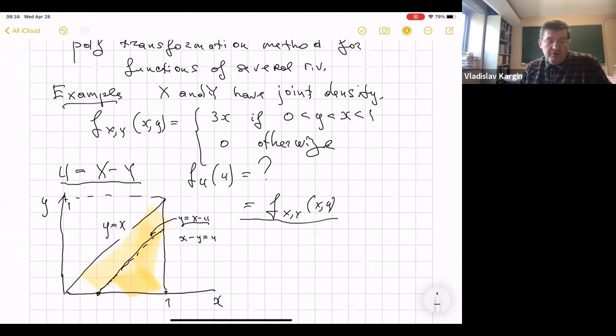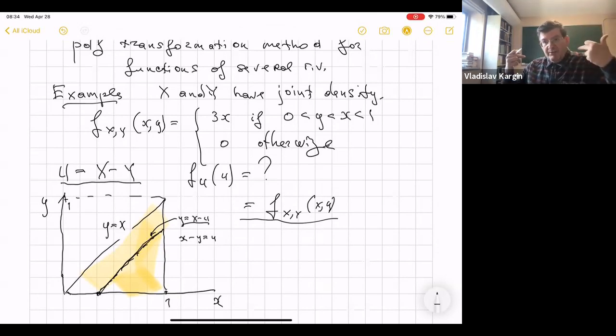So now our method doesn't work, because you cannot pinpoint a specific point at which to take the density. If you want to calculate the density at a specific point, you need to look at the corresponding density for x and y, for the variable from which you take the function, and maybe multiply by some stretching factor. But in this case, there are an infinite number of pre-images.